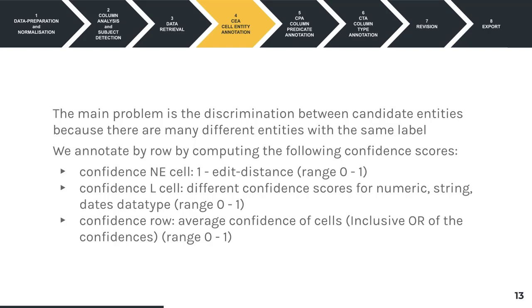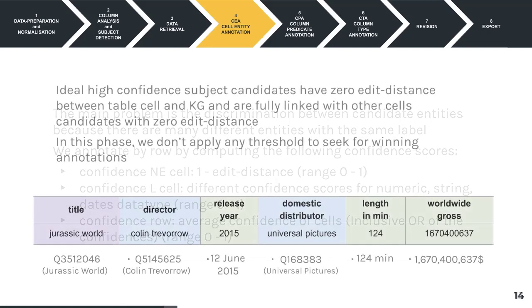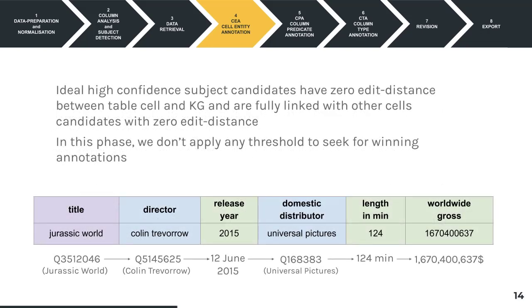In the end, we obtain a confidence score for the row by averaging the confidence of cells. For all confidence scores, the range is between 0 and 1. Ideal high confidence subject candidates have a zero edit distance between table cell and knowledge graph and are fully linked with other cell candidates with zero edit distance. In this phase, we don't apply any threshold to seek the winning annotation.